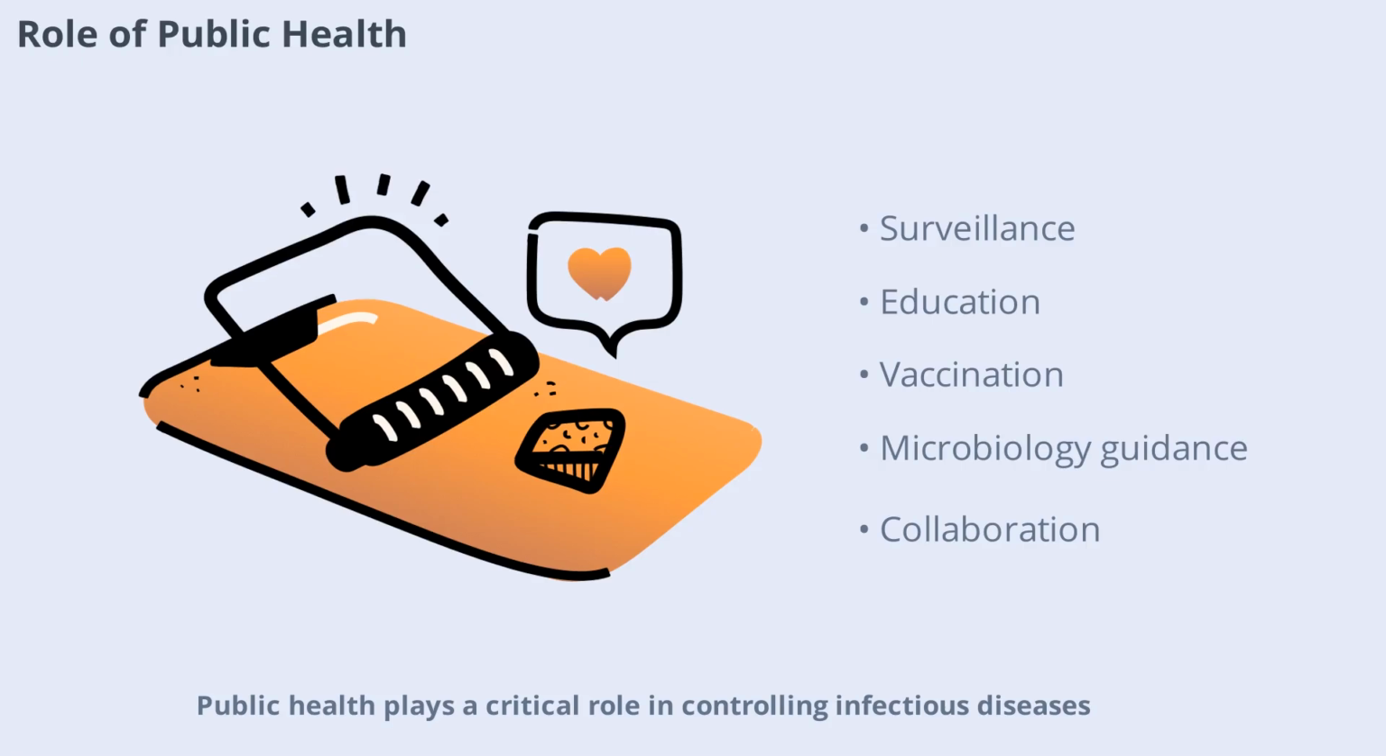Public health plays a critical role in controlling infectious diseases. Surveillance, education, and vaccination programs help prevent outbreaks. Microbiology informs public health strategies, guiding responses to new threats. Collaboration between scientists, healthcare providers, and communities is essential for effective disease control.